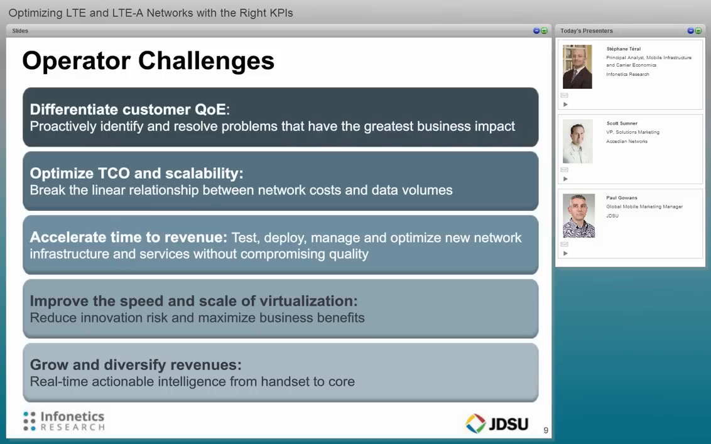Everyone's talking about the evolution to virtualization. Lots of business benefits, of course, around that, but at the same time, there's a significant amount of risk underpinning that, and that's a key area.